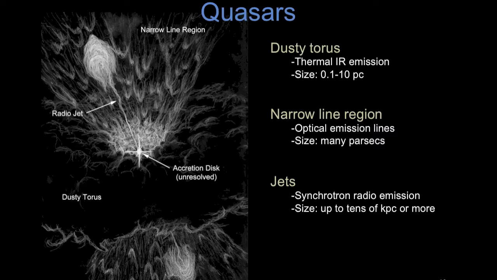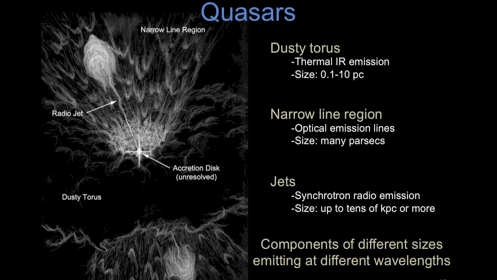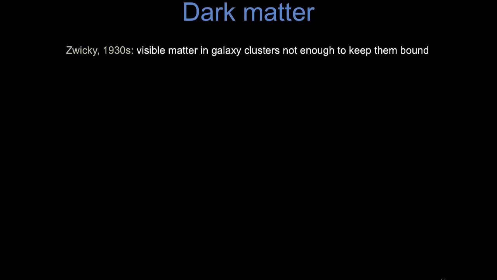But the important thing is, we have several components of different sizes emitting at different wavelengths. So we use observations at all of these different wavelengths of light to study the invisible, dark matter. Well, what's dark matter? It was first proposed in 1930 by Zwicky because the galaxies in galaxy clusters were moving too fast to be bound gravitationally by the luminous matter that we could see in them. So it was proposed that perhaps some kind of extra invisible matter was there.